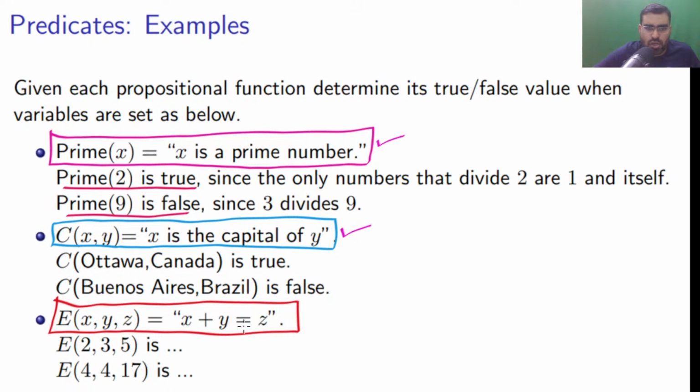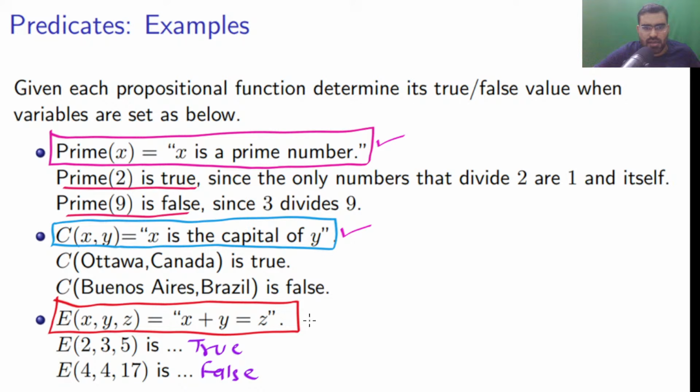Now you have to replace every variable by a specific value. Every variable, remember, every variable x, y, z, you have to replace with a specific value. So tell me, what is E(2, 3, 4)? If I replace x with 2, y with 3, z with 5, then what will I get? Tell me. E(2, 3, 5), what is that? You can see that will be true. And what is E(4, 4, 17)? That will be false.